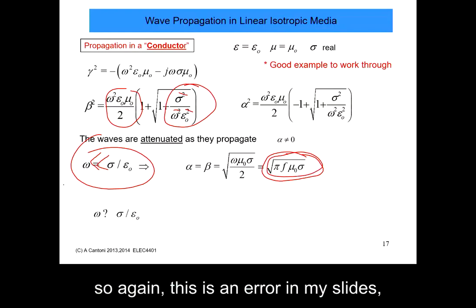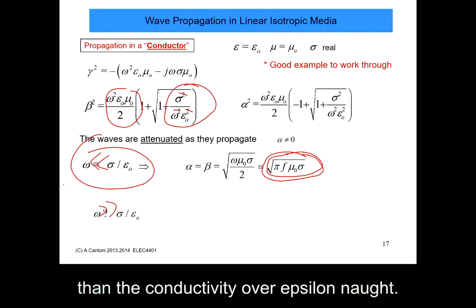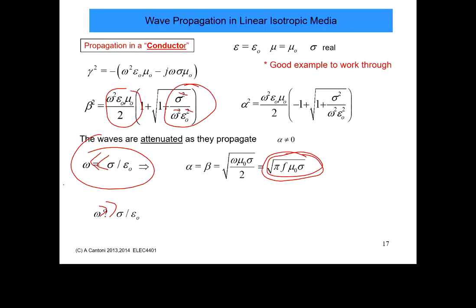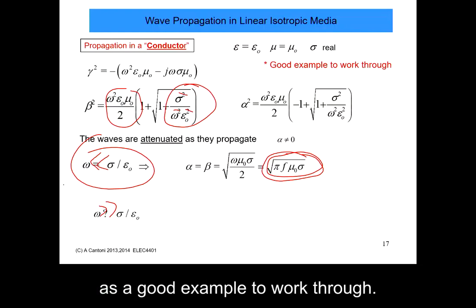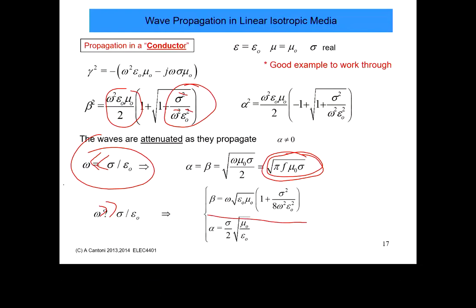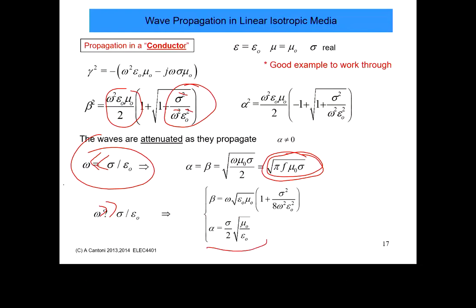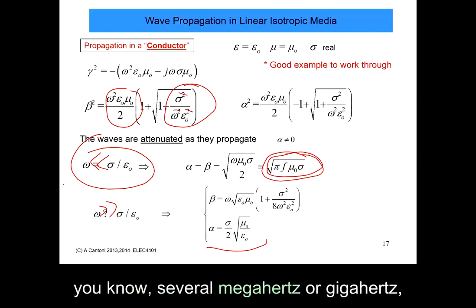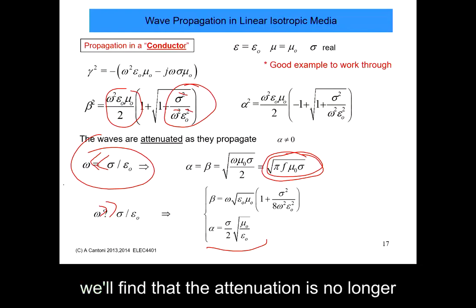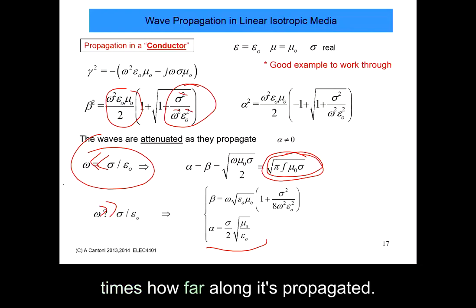If we then looked at the other, so again, this is an error in my slides, we got the omega is much greater than the conductivity over epsilon naught. I'm not going to write this one out because it's more complex, but you might want to do it yourself as a good example to work through. If you do that, you'll find that beta is equal to this, and interestingly enough, the attenuation is no longer a function of frequency, but is just a constant. So at those higher frequencies, several megahertz or gigahertz, something like that, we'll find that the attenuation is no longer a function of frequency, but just a constant value times how far along it's propagated.